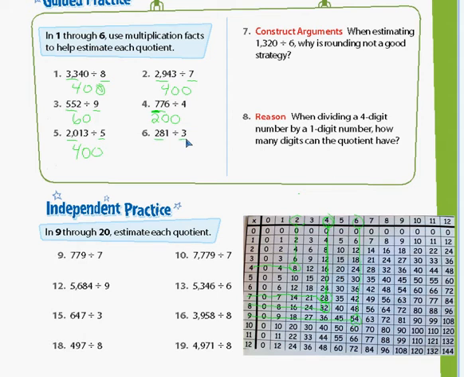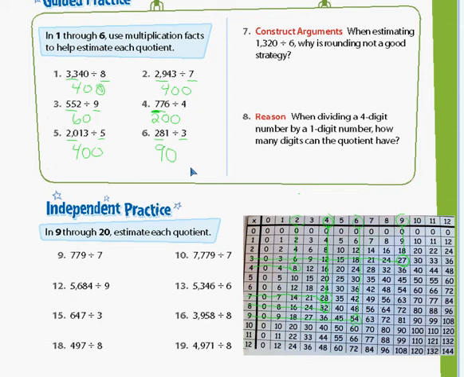28 and 3. Okay, look for 3 on my multiplication chart. I go over, and I got to 27. 27 is really close. That's 9 times. So I got 9 under my 28 and another place value to account for there. So that means 281 divided by 3 is approximately 90. Okay, this problem right here, when estimating 1,320 divided by 6, why is rounding not a good strategy?